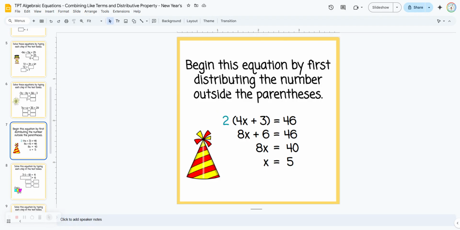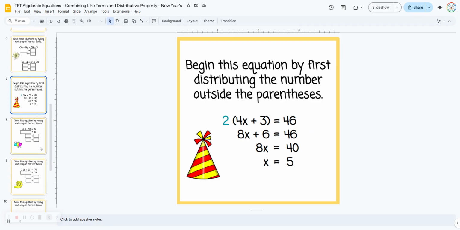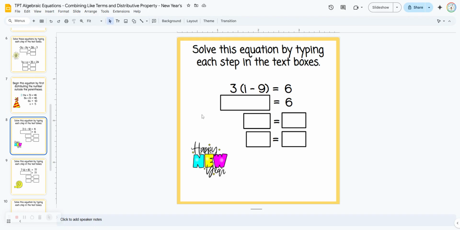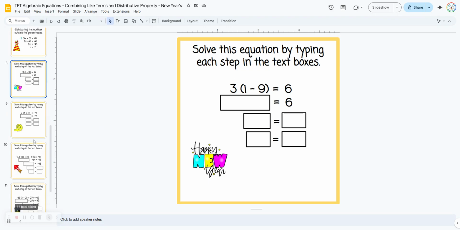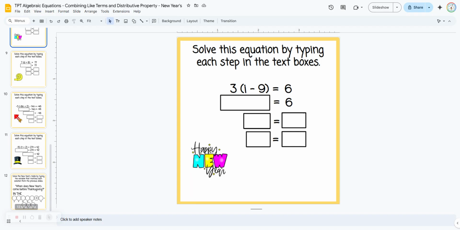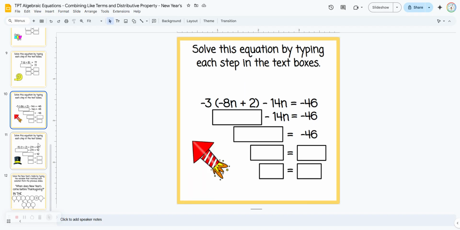And then it explains how to distribute first before we solve. So here if we distribute our 2, we get 8x plus 6 equals 46. And then we subtract 6 from both sides and go ahead and solve the equation. So students are going to be doing that on the next few slides. Here we have 3 times i, so we have 3i minus 27, and then they can go ahead and solve. So they have a few more to solve.